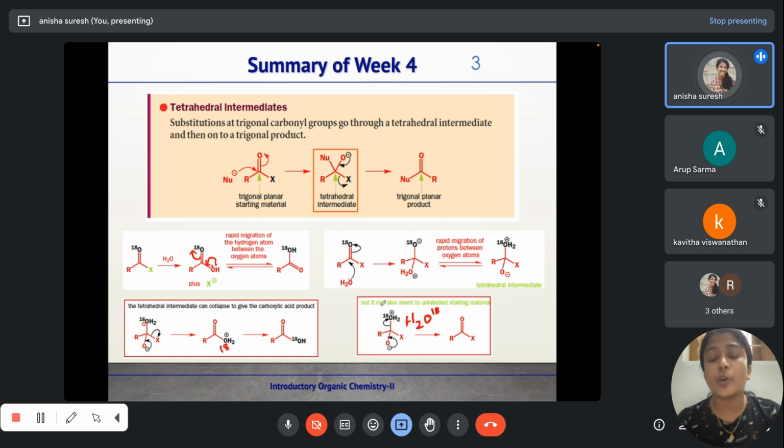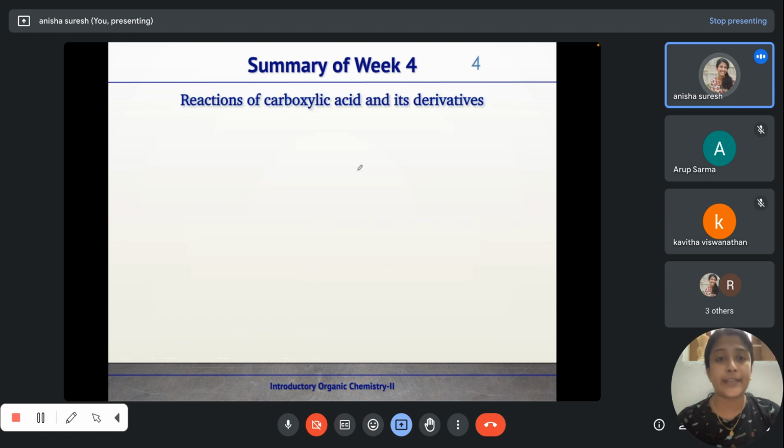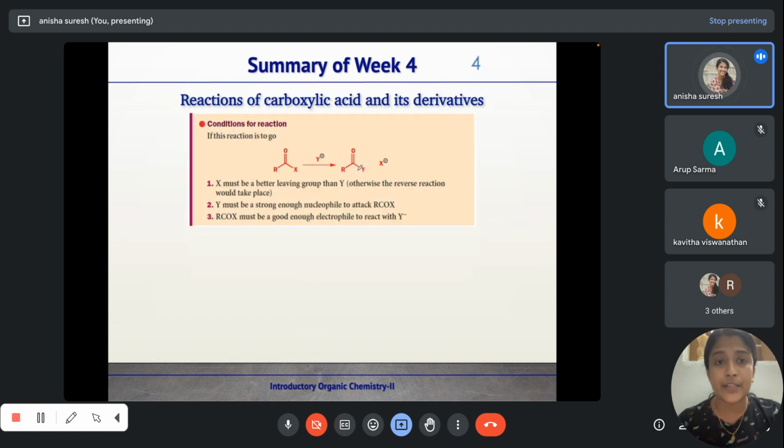So this is how, through labeling experiments, scientists come to a conclusion that these reactions go through a tetrahedral intermediate. Now the reactions of carboxylic acid and its derivatives.